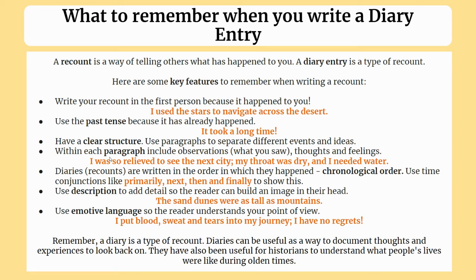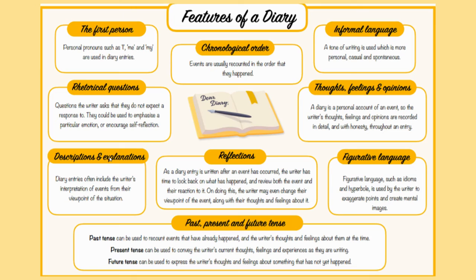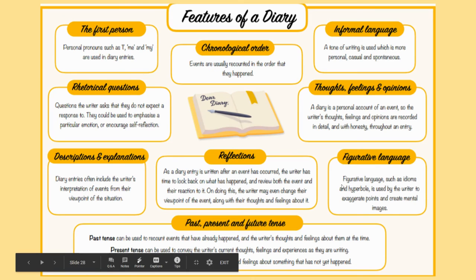You should have paused the video and read through each of these. We've also got our features of a diary, which again are all mentioned in our success criteria, but broken down here into more detail for you. You've got the first person, a good use of rhetorical questions as well. We'd like to see some of those, particularly those of you looking for that greater depth and looking to challenge yourself even further. Descriptions and explanations, chronological order, informal language, thoughts, feelings and emotions, that breaks it down into more detail for you. The reflections as well, figurative language, which is again broken down in your grammar resource, and the past, present and future tense.